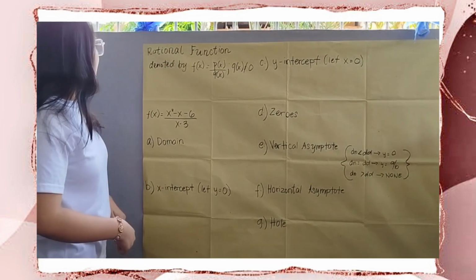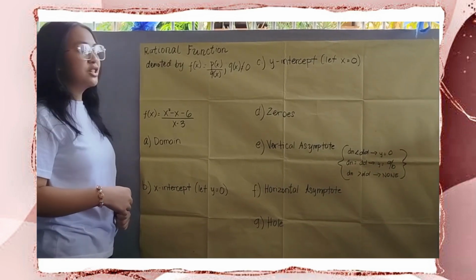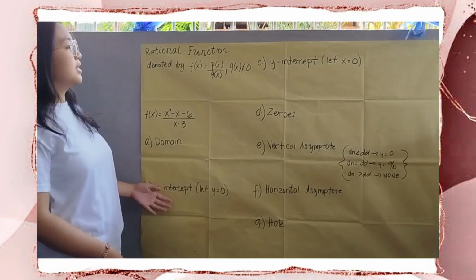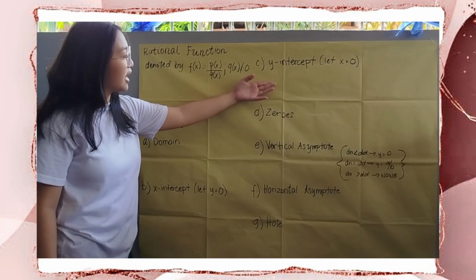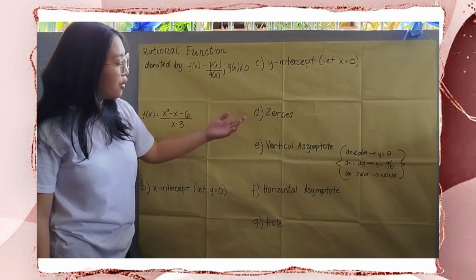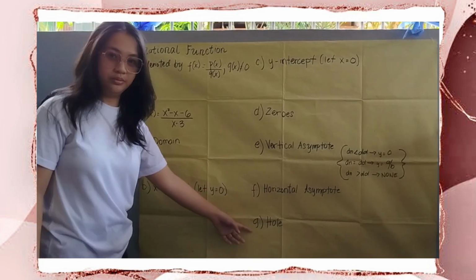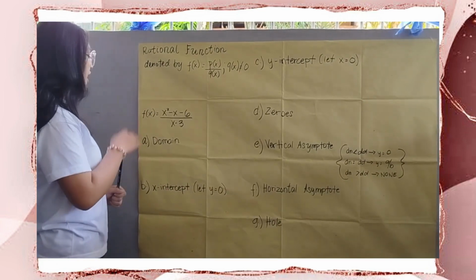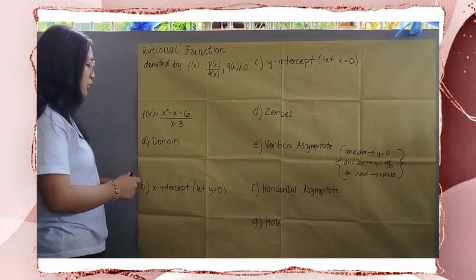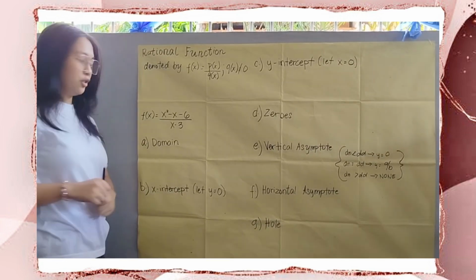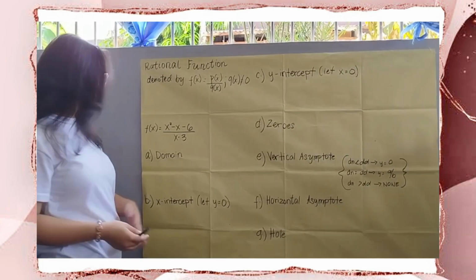So, ano nga ba ang sakop ng pagsasolve sa rational function? Meron tayong domain, x-intercept, y-intercept, zeros, vertical asymptote, horizontal asymptote, and hole. So, let's start sa domain. Yung domain natin, ikukumpara lang natin kung ano ang ating denominator. So, ang una natin i-solve ay domain.